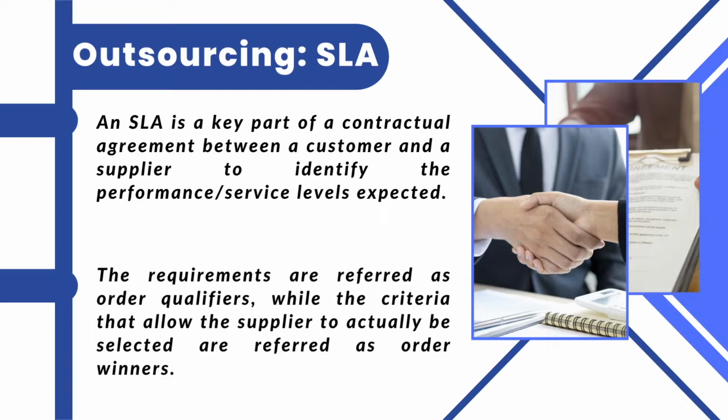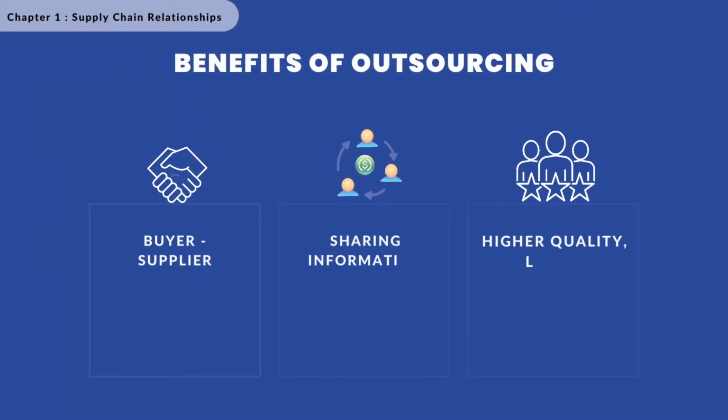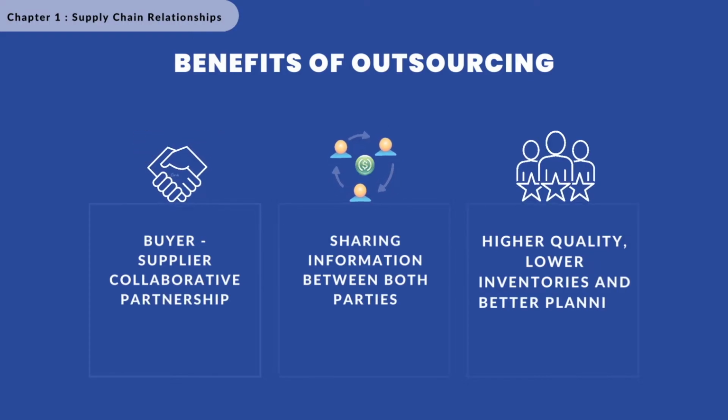Potential suppliers will have to first qualify by meeting those criteria or performance expectations defined in the SLA before they are given proper consideration. The requirements are referred to as order qualifiers, while the criteria that allow the supplier to actually be selected are referred to as order winners. The question now is, what can a company gain from outsourcing part of its activities to another entity?